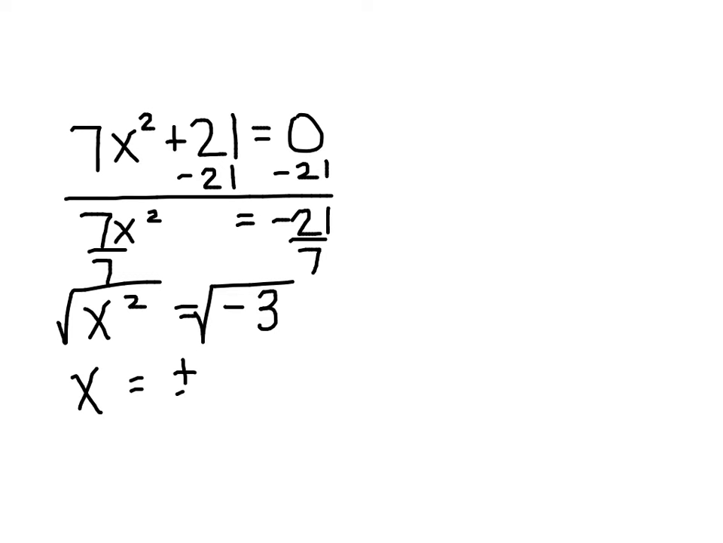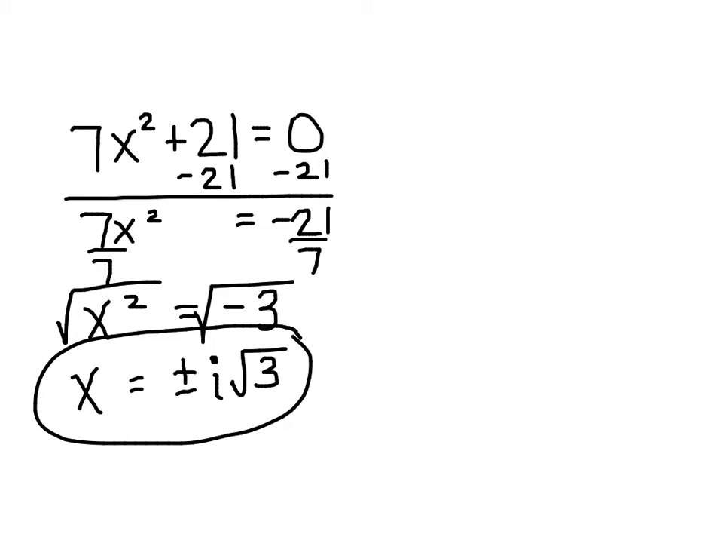X equals plus or minus, don't forget. And what do I do with a negative? Take an i out. Can you reduce the square root of 3? No. So i root 3, and there's nothing more to finish with that problem. That's number 10.